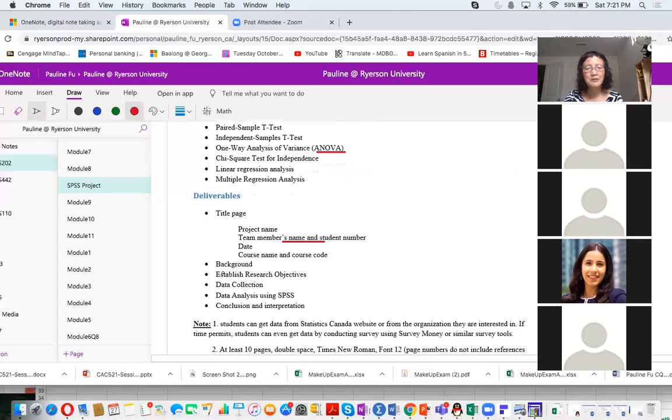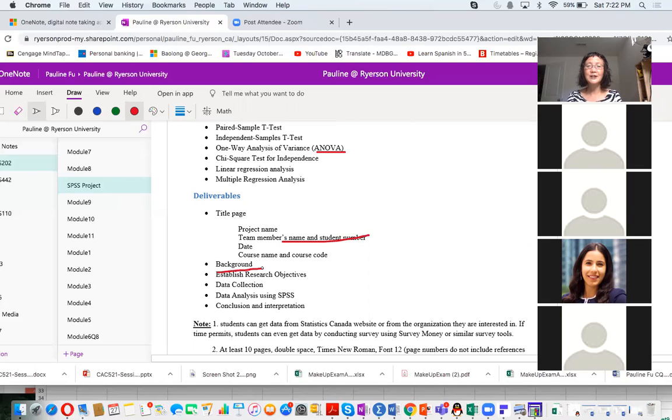A student has one question I often get: what do I put in the background? In the background, you need to tell me what this data is about. For example, some students want to compare the food price across 3 different stores, Food Basics, No Frills, Sobeys. That is part of the background information. So you need to tell me what this data is about.